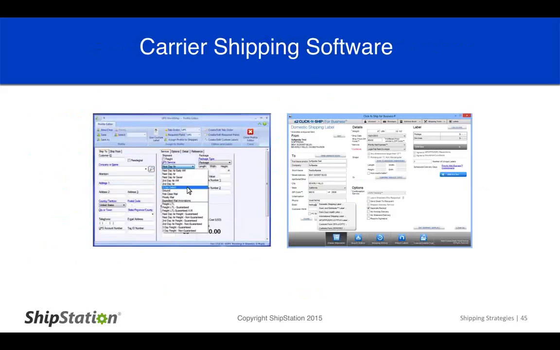UPS, FedEx, and USPS all offer their own carrier shipping software that you can use to create shipping labels by importing a spreadsheet of orders or adding them one at a time. One thing to note is that these services don't typically integrate with your e-commerce platform, so there is still some manual work involved to close out these orders.